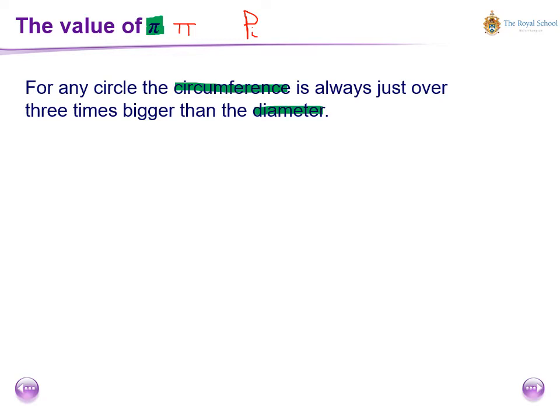Now, any circle then, whether it's the top of a tin of beans, the top of a glass, the top of an oil drum, whether it's a ball, the cross-section of it that you're looking at, or even going upwards and the orbit of a planet or the cross-section of a sun, then you're going to find that this is the case. The distance around the outside of that circle is always just over 3 times bigger than the diameter. And this just over 3 is assigned this number that we call pi.